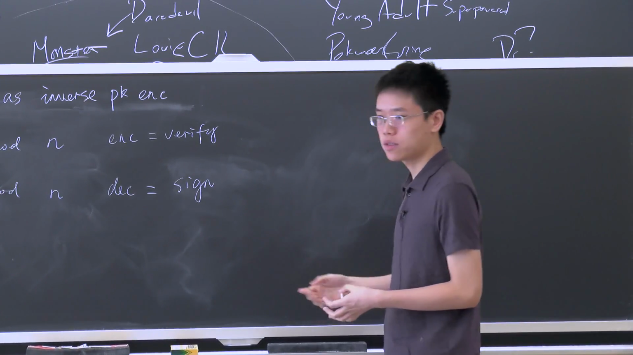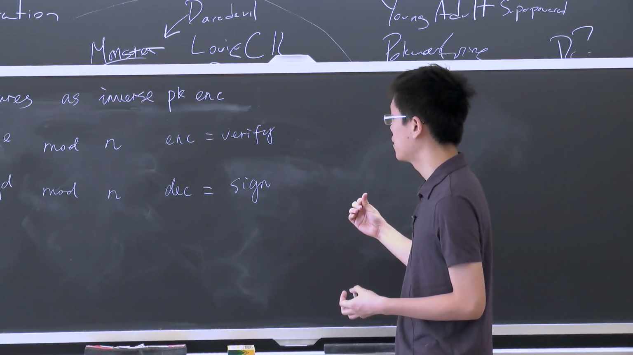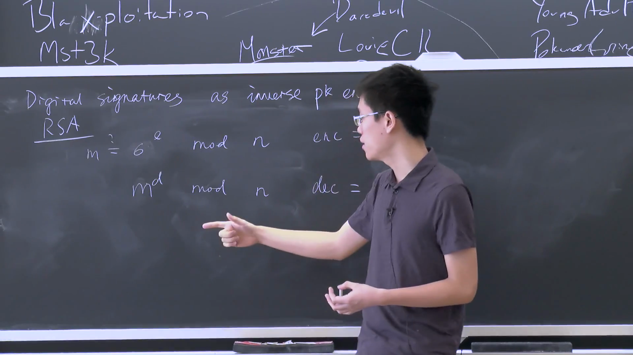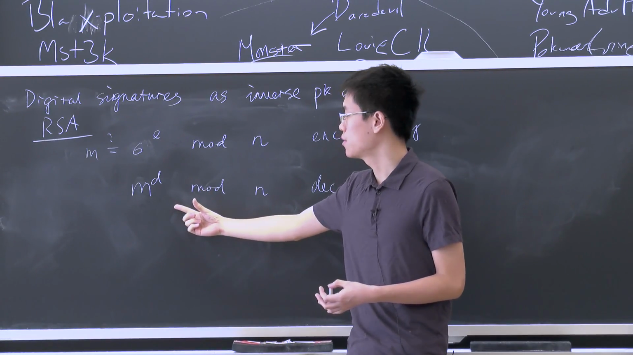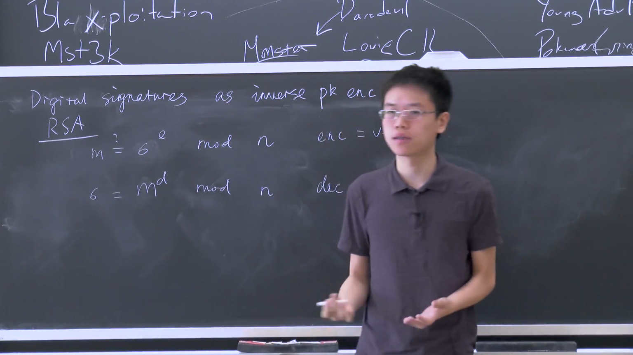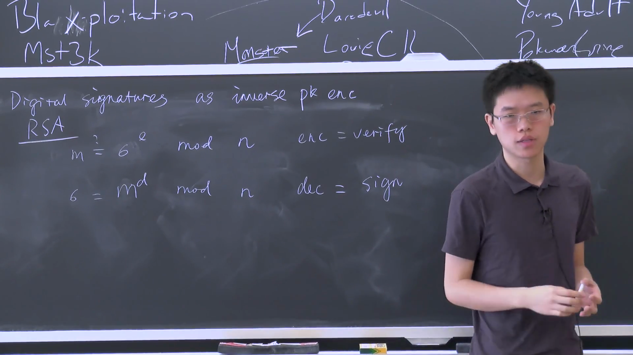So this actually makes a lot of sense. Why? Because think of M as a ciphertext. Then if I decrypt it and then re-encrypt it, I should get back my ciphertext, right? So correctness, we have correctness.